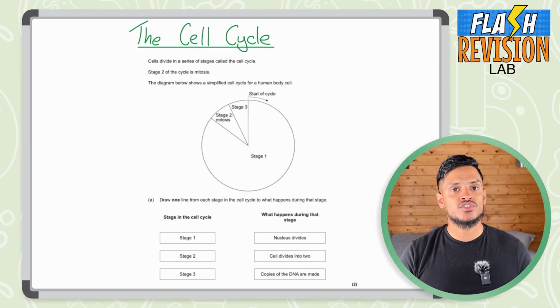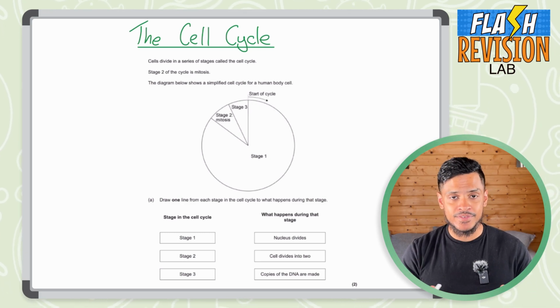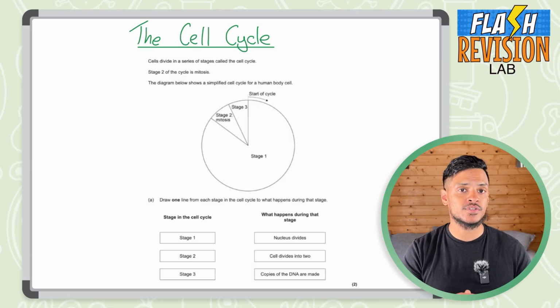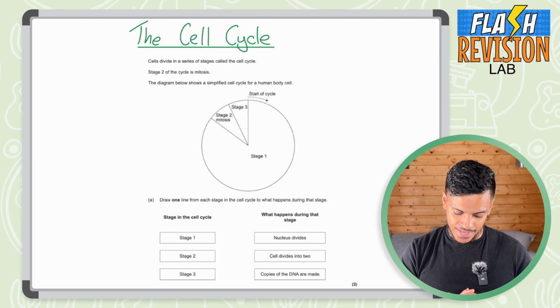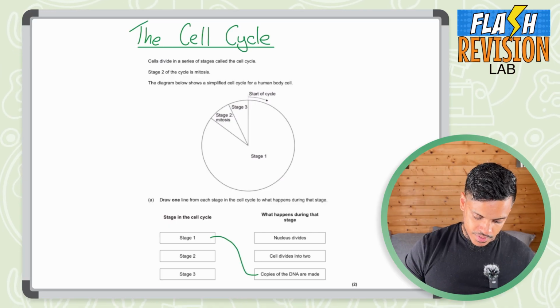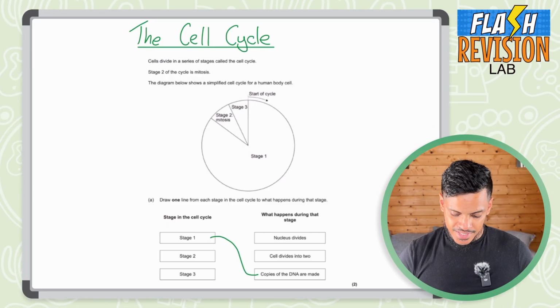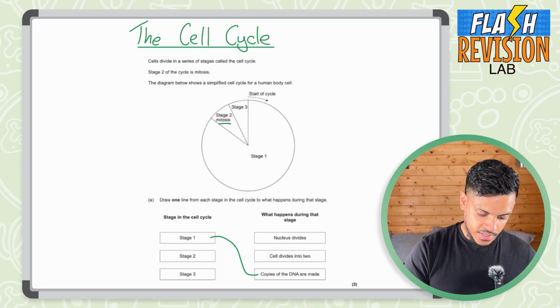So what it needs to do before it divides is it needs to replicate everything inside of it. So that includes all of its subcellular structures like ribosomes and mitochondria, as well as replicating all the DNA in it. So here, what we would say for stage 1 is copies of the DNA are made. For stage 2, that's when mitosis happens. And that's actually in the pie chart.